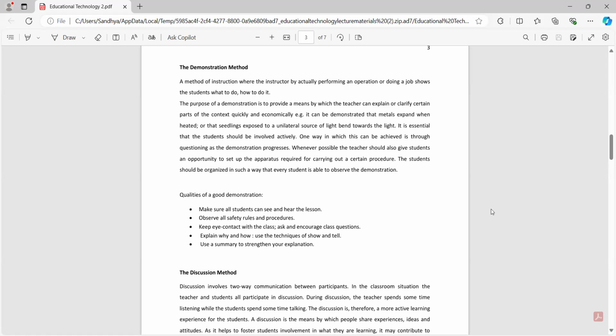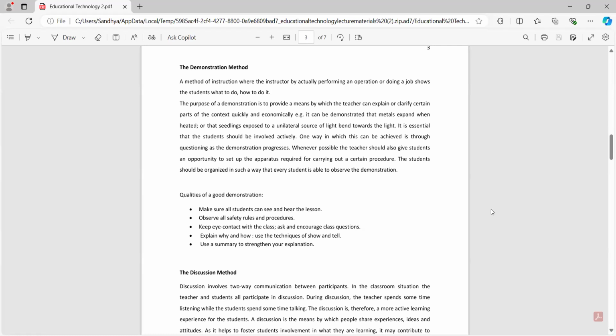And then observe all safety rules and procedures. So if you're actually using chemicals, you have to wear a mask. You have to get your students to wear masks. You have to actually get your students to use gloves. Like that, you have to make sure that all the safety rules and procedures are observed.